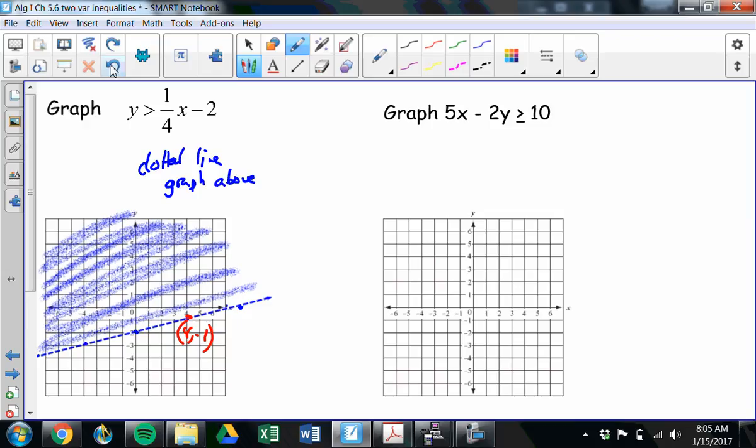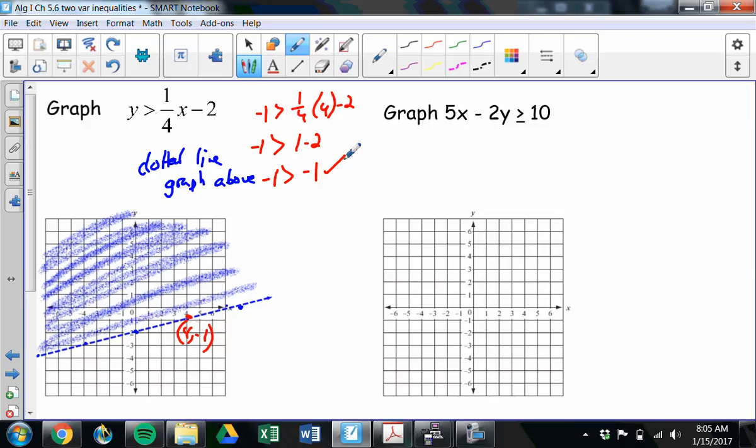So this is the point 4, -1, so I'll have -1 is greater than 1/4 times 4 minus 2. So -1 is greater than 1 minus 2. It says -1 is greater than -1. Well, that's not actually true. -1 is not greater than -1. It's the same, but not greater than. But it wasn't supposed to be true because it was on the dotted line. And things on the dotted line aren't actually supposed to work. So that's a good check.